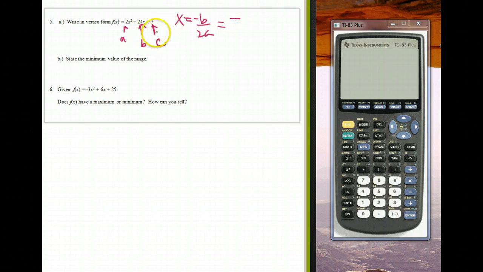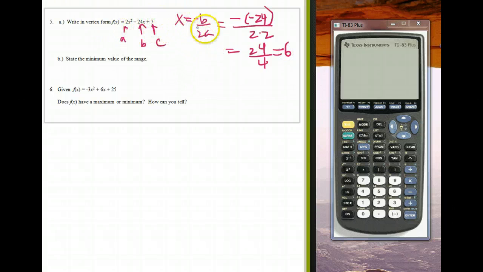So minus, now b is negative 24. Why is this being such a pain today? And then 2 times a. Okay, so that's going to give me positive 24 over 4, which is a 6.